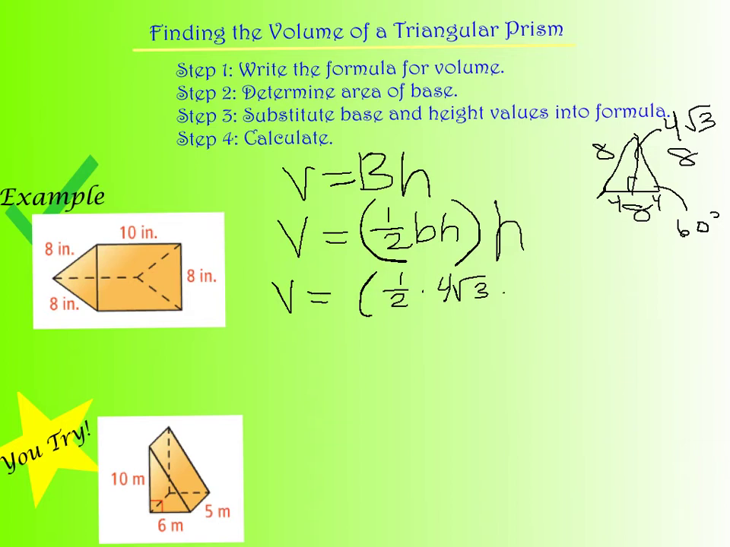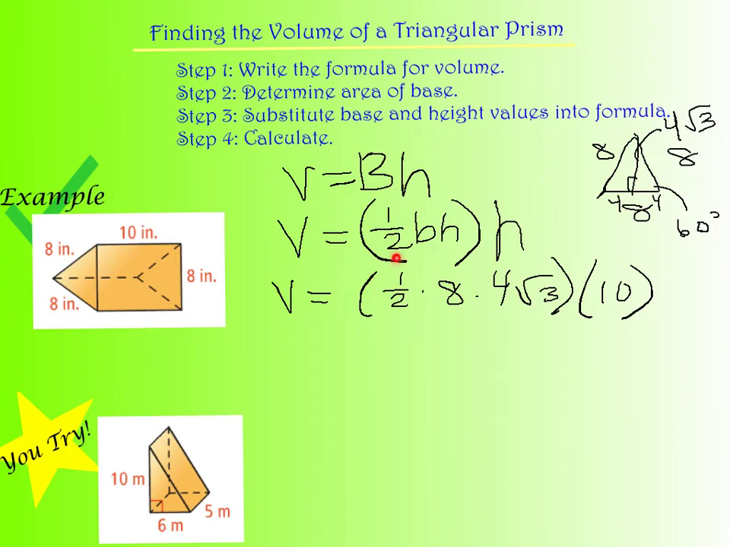I'm sorry, I wrote that in the wrong spot. Oops. B is my base. My base is 8, base of my triangle. Height of my triangle is 4 radical 3. And then height of my prism on the outside is 10.